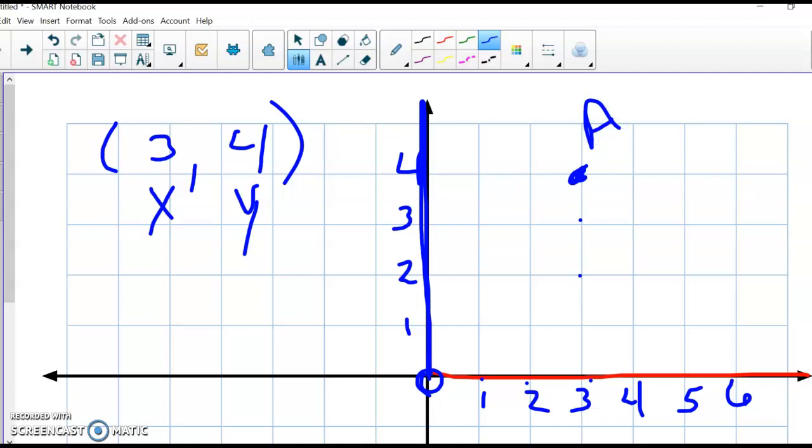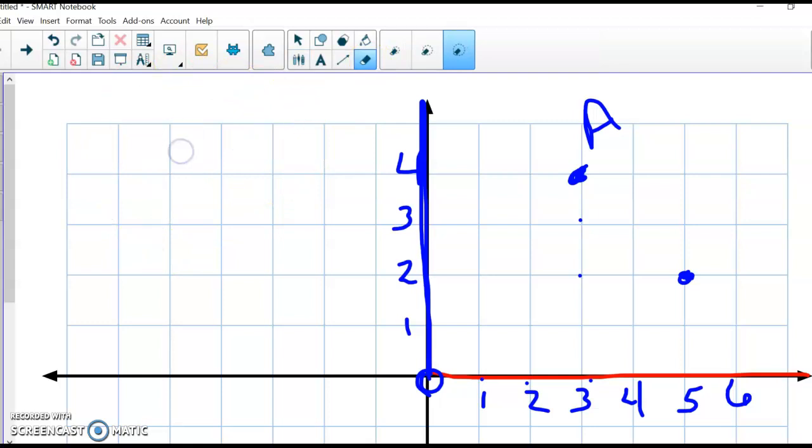All right. Our next point, I'm going to place it right here. Take a second and everybody think about what the coordinates for that would be. You got it? That's right. The coordinates for this one would be 5 over and up 2. And we'll call that point B. So that's what we're going to do for this.